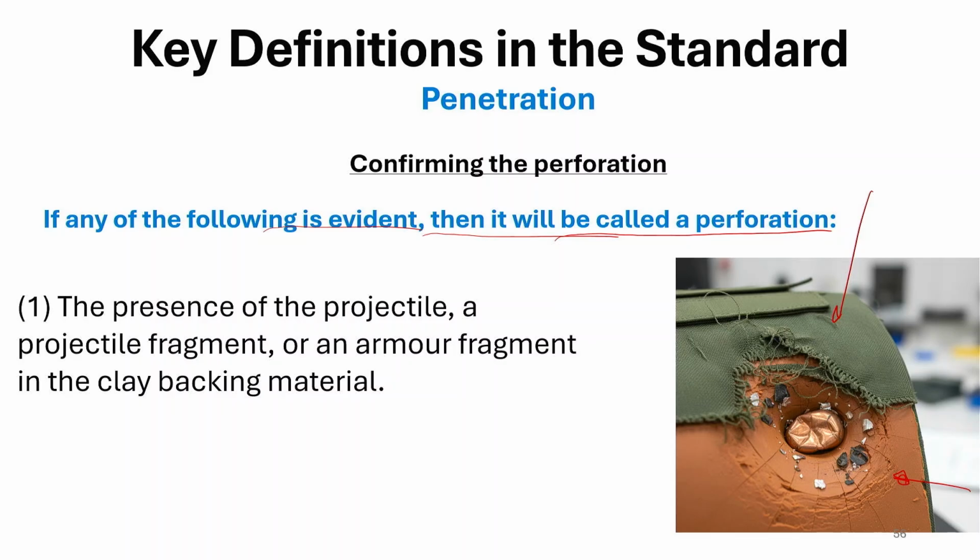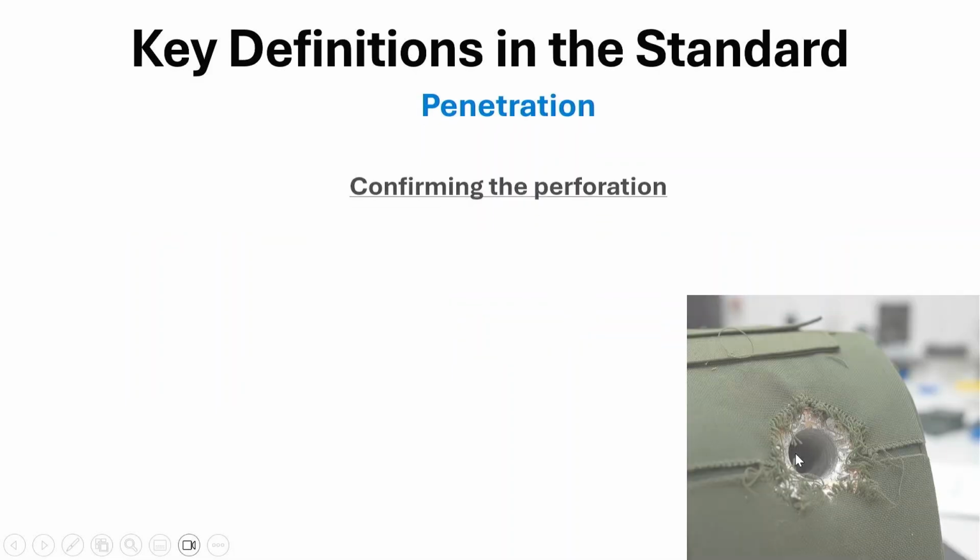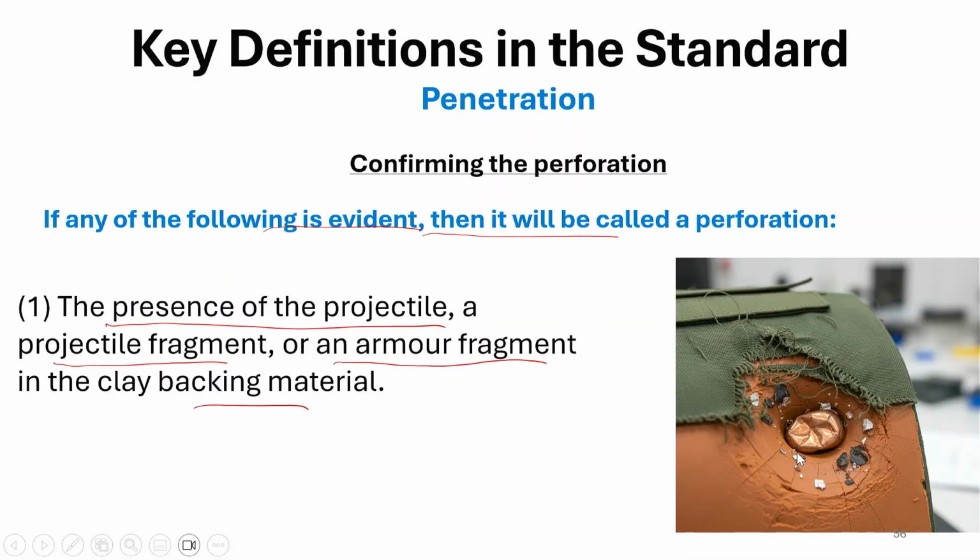The first event is the presence of a projectile part, a fragmented projectile or armour fragment. You can see here armour fragments and projectile fragments are there in the clay backing material, then we will call it perforation. That scenario, if it is there, then we will call this perforation.